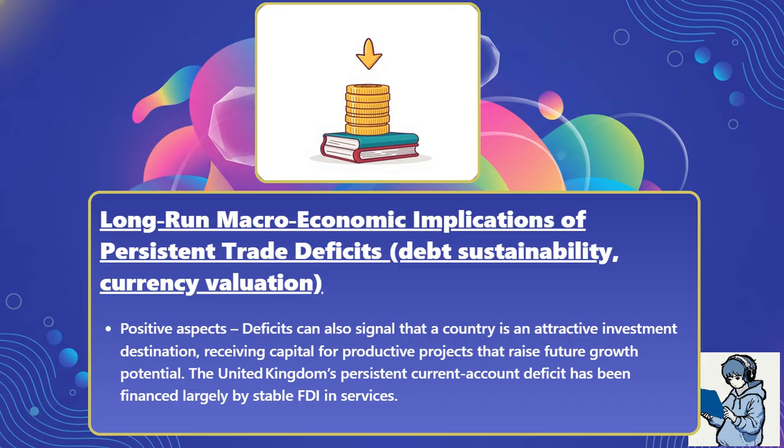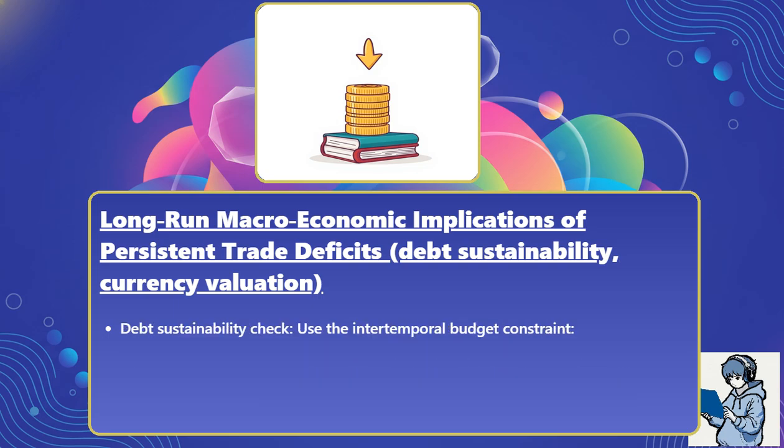Positive aspects. Deficits can also signal that a country is an attractive investment destination, receiving capital for productive projects that raise future growth potential. The United Kingdom's persistent current account deficit has been financed largely by stable foreign direct investment in services. Debt sustainability check.